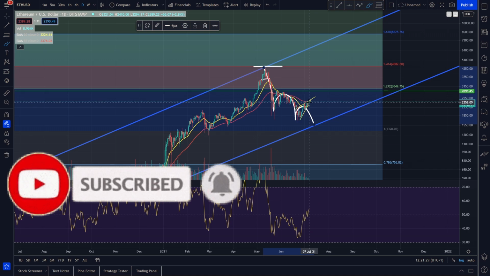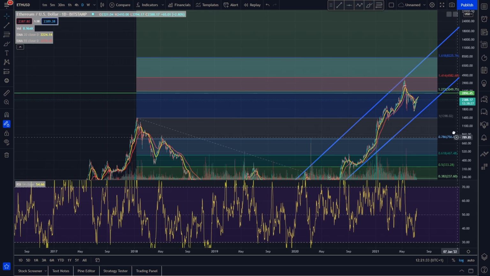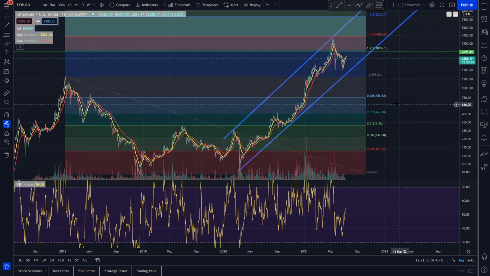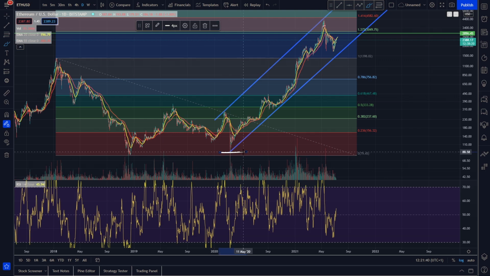So as we've been saying, we have been trading upwards nicely inside of this channel, you could say, for the past year or so, ever since we hit this March 2020 bottom. And I mean, things are looking pretty good for Ethereum, aren't they?